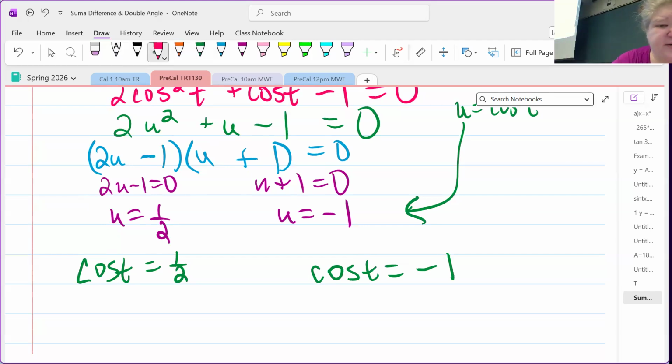Now we go to the unit circle. So where is cosine of t 1/2? That's short x, closer to the y. So this is pi over 3.